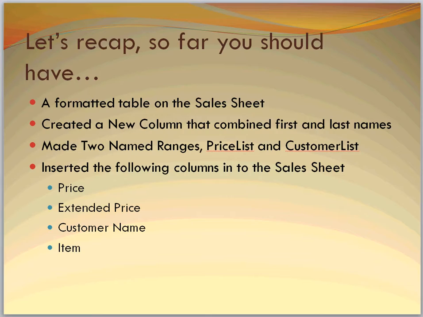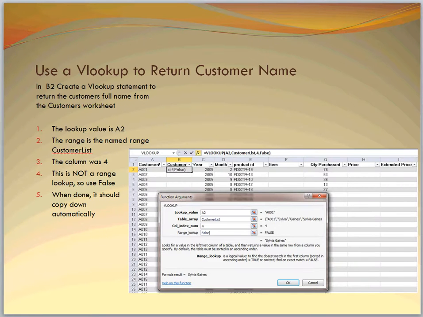So let's move on. So, the customer name. We need to use a lookup. We're going to take that customer number, go over to the customer list, find the customer based on that number, and return the full name one that you created. Not the first and last one, but the one that actually had the entire name there. And that was like the 4th column over. So our lookup value is going to be A2, that customer number. The range, we're going to use the named range that you created called customer list.